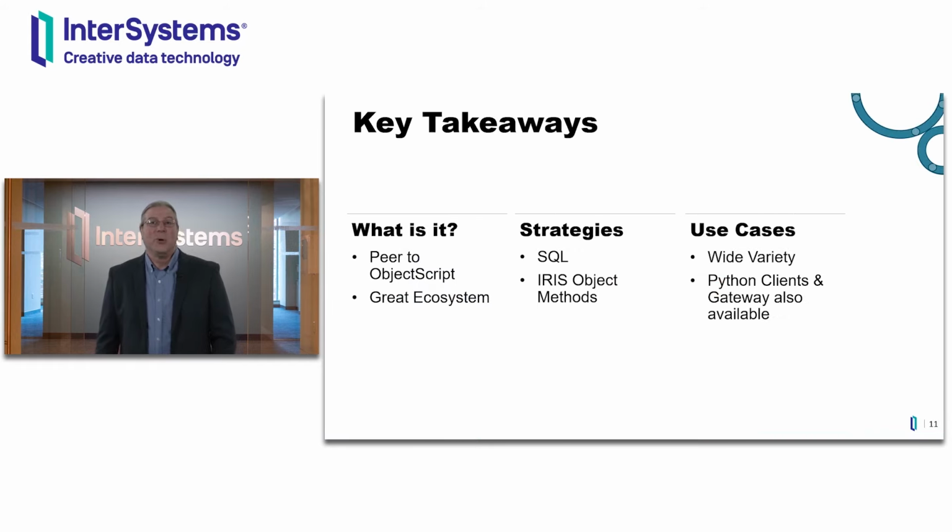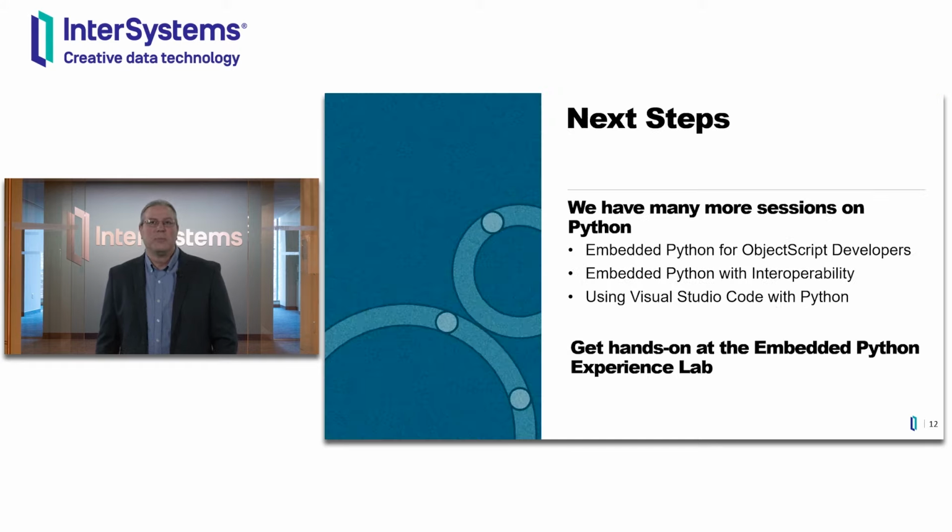In summary, what is it? Embedded Python is the fusion of Python into the IRIS kernel. Python is now a full peer to object script. You can use it to write your stored procedures, implement IRIS objects. You have complete choice. Use Python or object script as it makes sense in your application. Python has a giant ecosystem. For many needs, there are opportunities to use Python to improve your application development, whether it be with embedded Python, the Python gateway, or traditional clients.